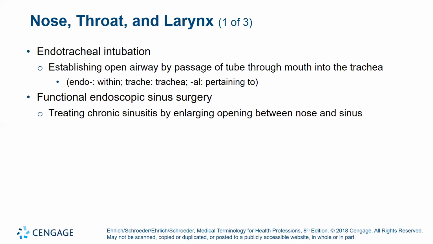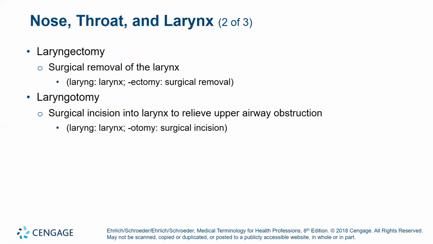Nose, throat, and pharynx. We have the endotracheal intubation. Endo is within, trache is trachea, and al means pertaining to. So they establish an open airway by passage through the mouth into the trachea. We have functional endoscopic sinus surgery. This is treating chronic sinusitis, which they do by enlarging the opening between the nose and sinus.